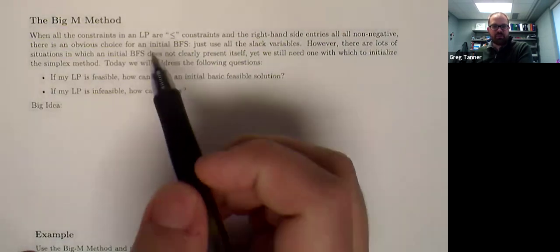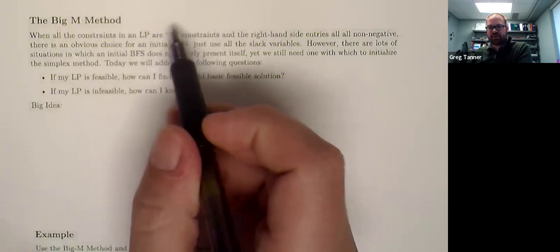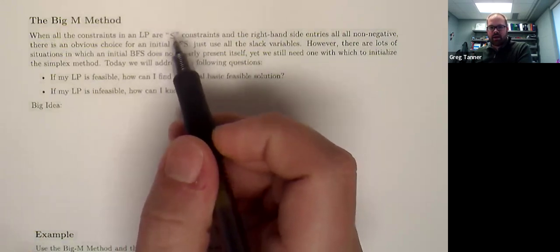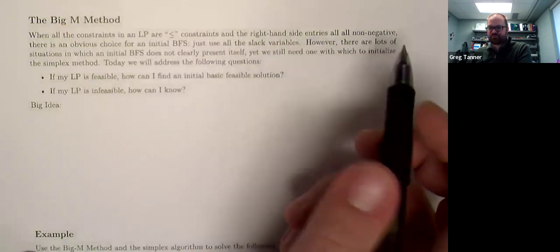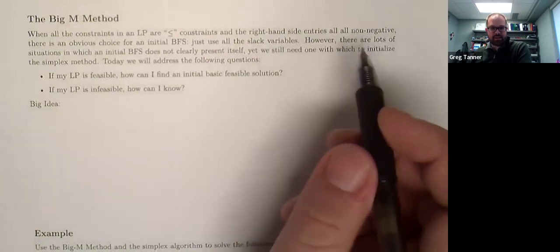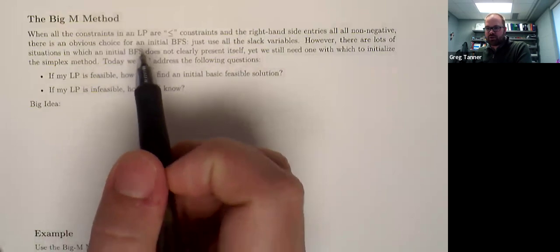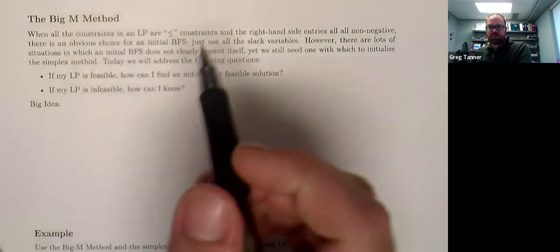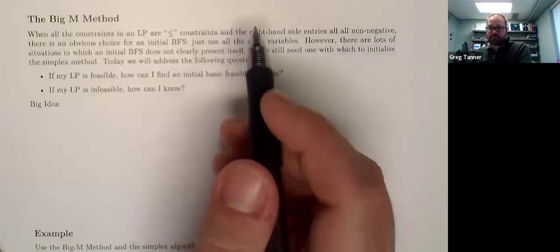So up to this point, we've dealt with maximization problems that only have less than or equal to constraints. And we've always made sure that the right-hand sides are non-negative, and actually they've always been positive. When that's the case, we have an obvious choice for our initial basic feasible solution, which is to use all the slack variables as well as z in our basis.